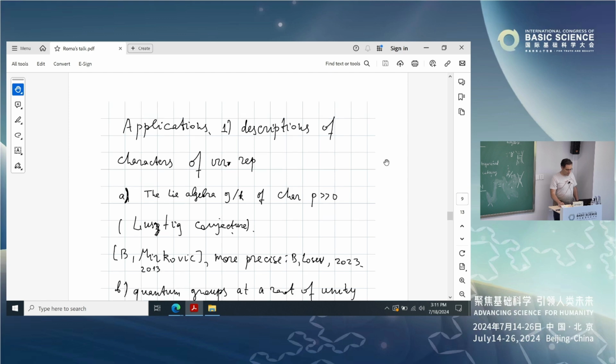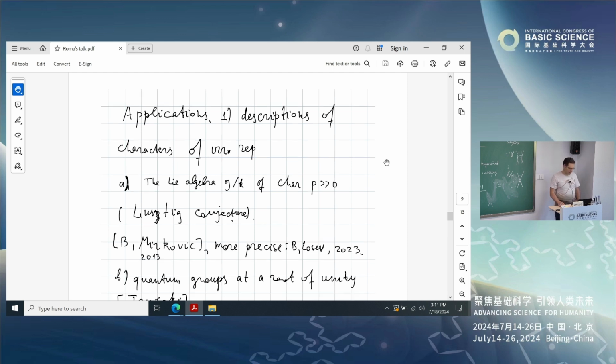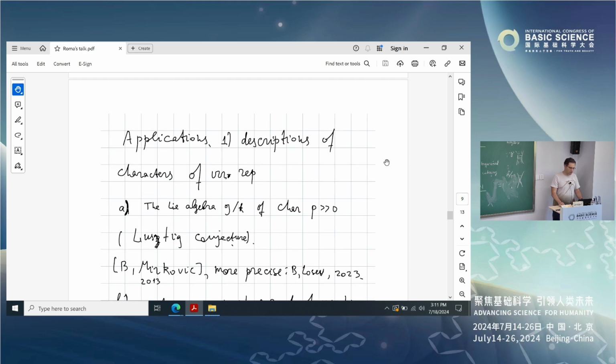Okay, so now I want to talk about applications. Again, I'm just listing the things here. The first kind of application is to descriptions of characters of irreducible representations of various things of interest in representation theory. And the motivating example was the representation of semisimple algebras in positive characteristic, and we did it for sufficiently large characteristic. So maybe I list the settings and then I say how this application works. What is really there that allows us to do this?